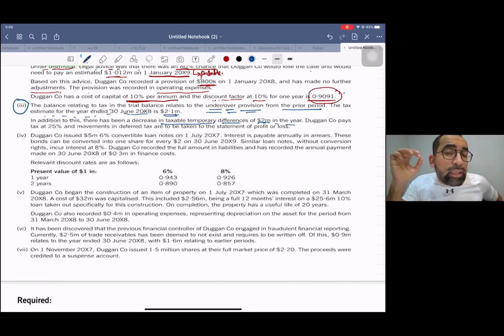Open your ears. If you multiply this taxable TD with the tax rate, you get deferred tax liability. Right? Now, the taxable TD are decreasing by 2 million. See, 2000 is the decrease in taxable TD, times what's the tax rate? It's 25%.